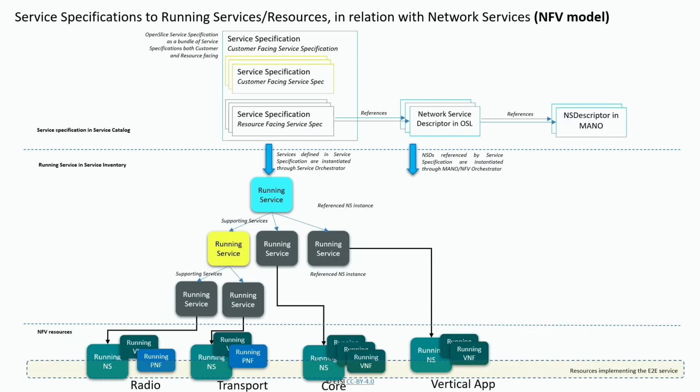The same concept is followed in the NFV model, with the only difference that now the resource-facing service specification references network service descriptors in OpenSlice, which are synchronized by underlying registered NFVOs. Other than that, the picture is the same. The only difference, of course, is that the underlying resources are now not Kubernetes, they are NFV resources that maybe you are familiar with, which are running network services and VNFs. Of course, a service specification can combine both of these models in the same service if needed.